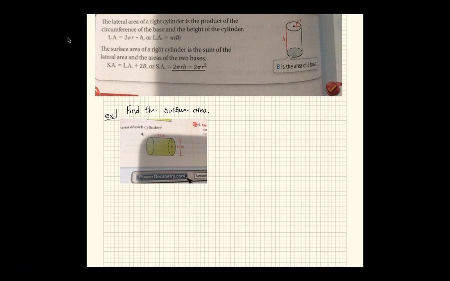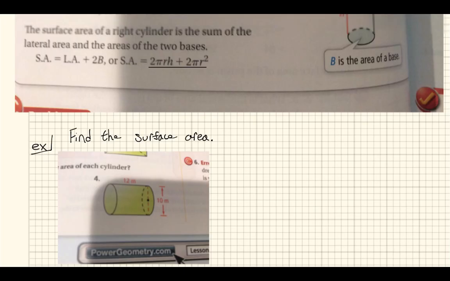Okay, so let's go ahead and try one of these for surface area. I'm not really going to ask lateral area questions very often. I'm pretty much just going to stick to what's the surface area. So we're going to use this formula here. Find the surface area for this one. 2 pi rh plus 2 pi r squared.